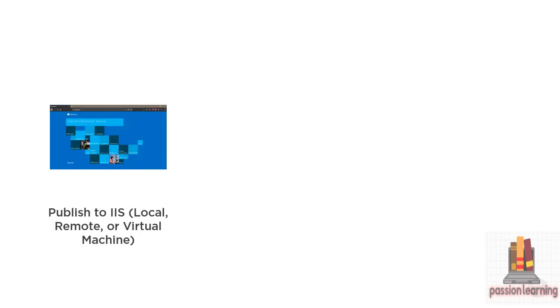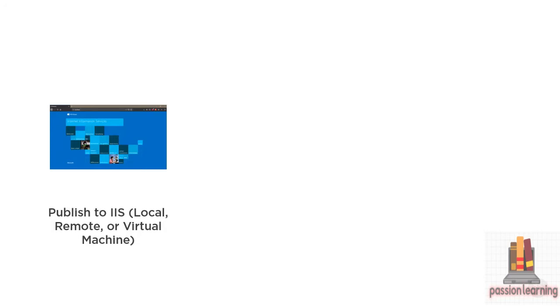But I do want to point out that this technique works with both local and remote machines. So as long as I have the right permissions and credentials, I can use Visual Studio to publish to IIS running on a machine somewhere else on my network. And I can also publish my app to, let's say, a virtual machine running in the cloud. Again, all we need is permissions and connectivity so Visual Studio can talk to the right components on other machines over the network.